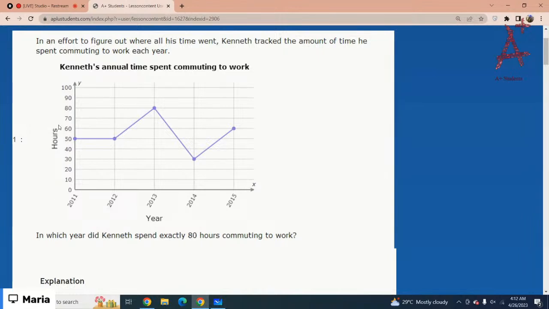Hours on the y-axis, you have the hours. So just match 80 and match it to the year. So 80 hours in 2013. Got it?